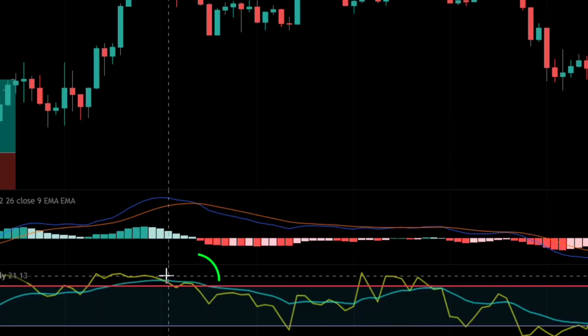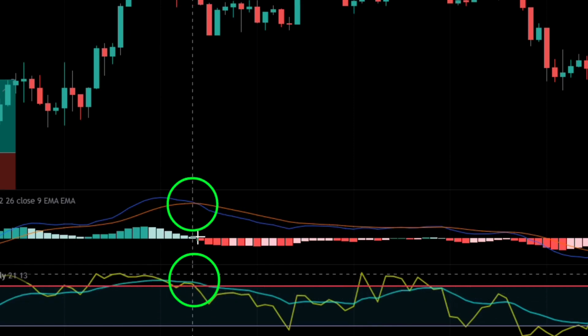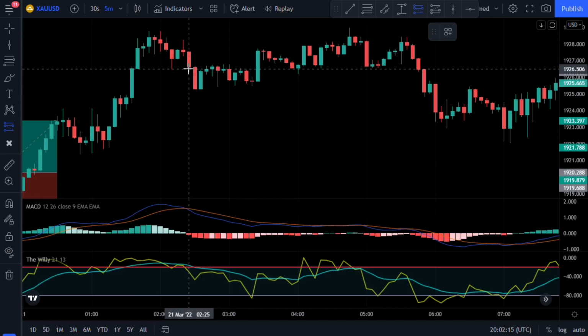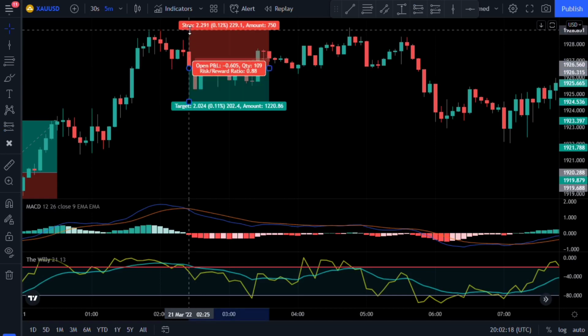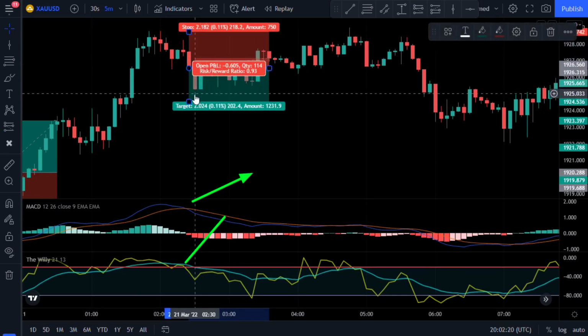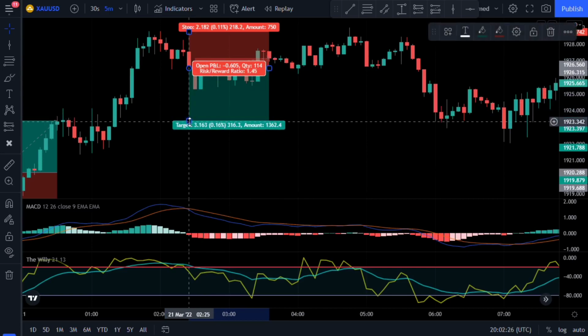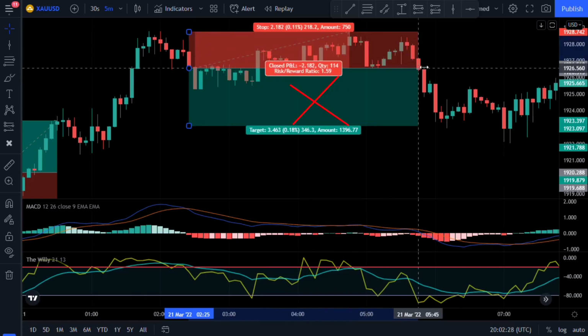Here both conditions are suitable for entering the sell portion. But it is actually a false signal. But in the next step, I will fix this false signal by adding another indicator. And I will increase the winning rate of this strategy to 100%.